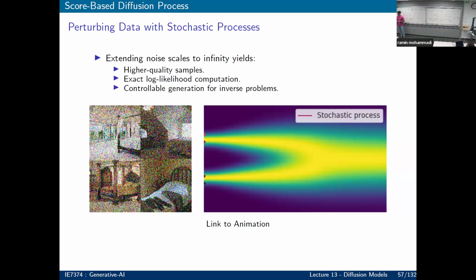Now, this idea becomes a stochastic process. The third benefit is controllable generation for inverse problems. We will talk about that. But an inverse problem means that if I bring an image, cut a center part, and tell you to regenerate the center part, that's an inverse problem. We will talk about that later. It allows you to control and regenerate the missing part of the image.